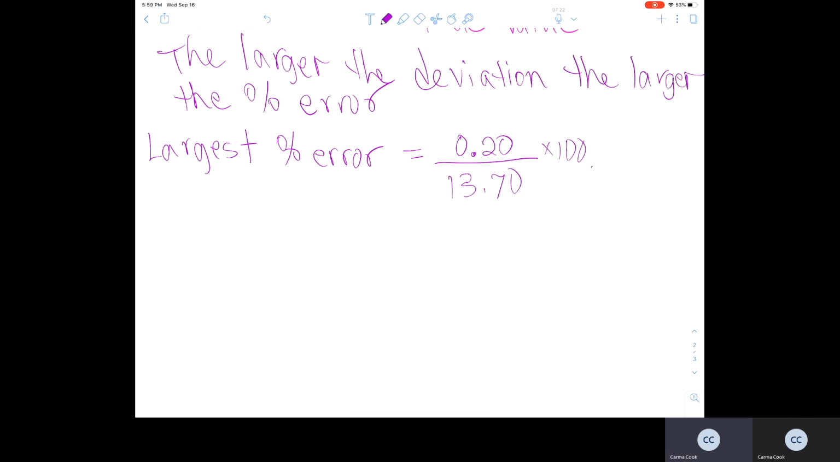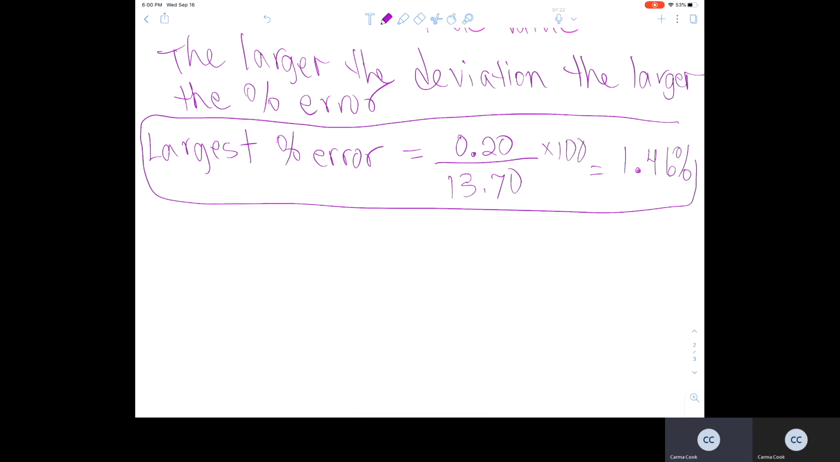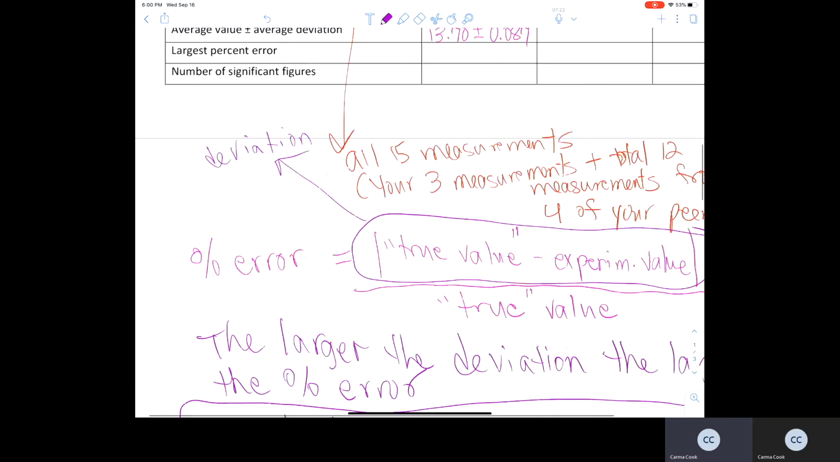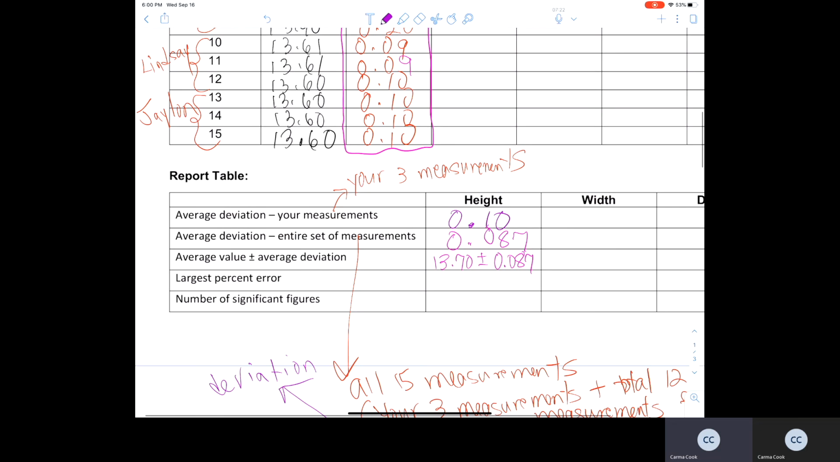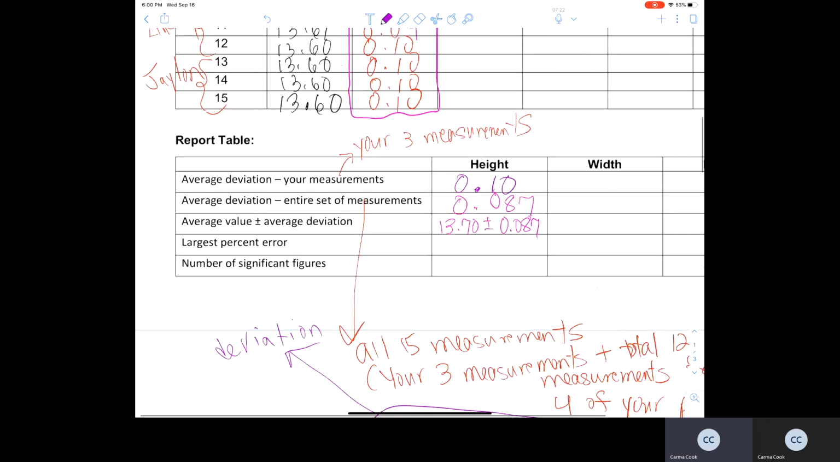Then I multiply by 100. My percent error is 1.46%. That's my largest percent error, and that's not bad at all. So that lets me know that we all did a pretty good job measuring the Jiffy box height, because the largest percent error is 1.46%.